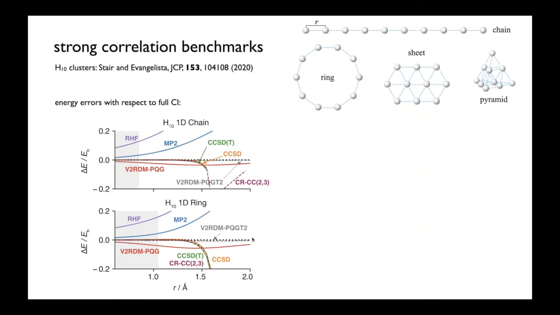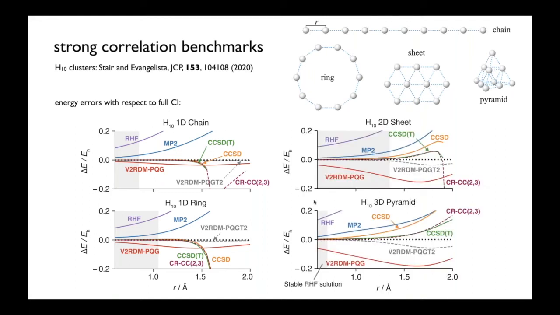Things change quite a bit though when you look at the 2D and 3D structures. Here, V2RDM with PQG or PQG plus T2 constraints, neither of them fail like coupled cluster fails at the dissociation limit, but they still result, in my opinion, in unsatisfactorily large errors. So these errors are on the order of 40 millihartree, I think, here, and they're on the order of 50 millihartree here. So that's just not acceptable if I want to claim that these types of methods are useful for quantitatively correct predictions of electronic structure.